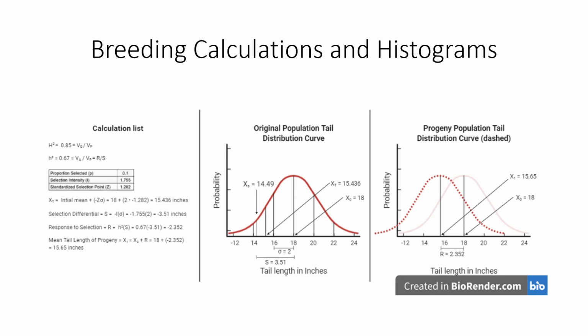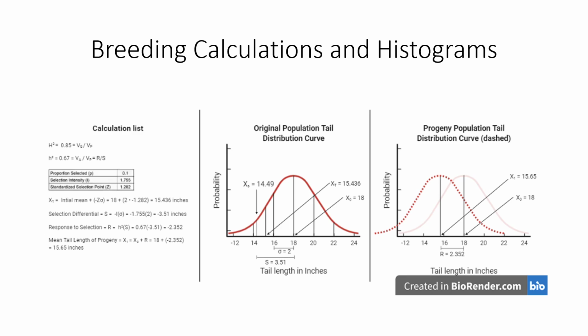It can be found by adding the mean to the product of the standardized selection point, z, and the standard deviation. For our problem, the table tells us that z for the bottom 10% is negative 1.282, showing that the longest tail in the selected population will be 15.44 inches.